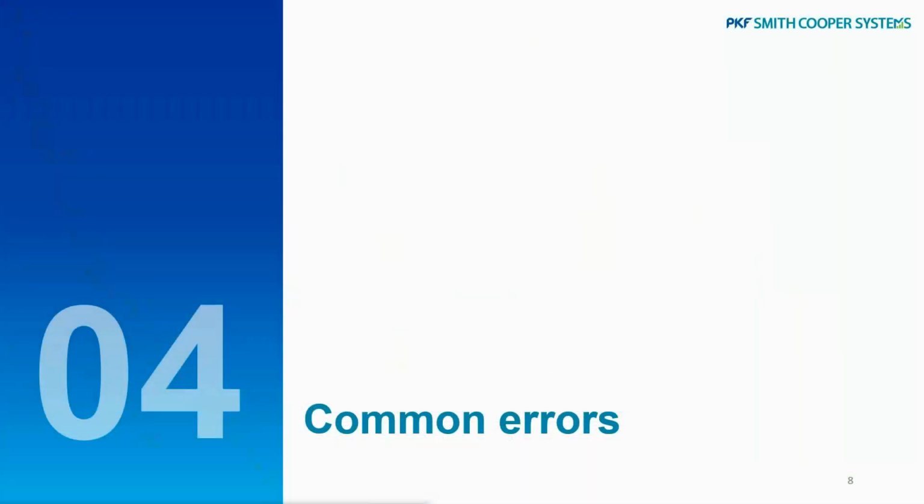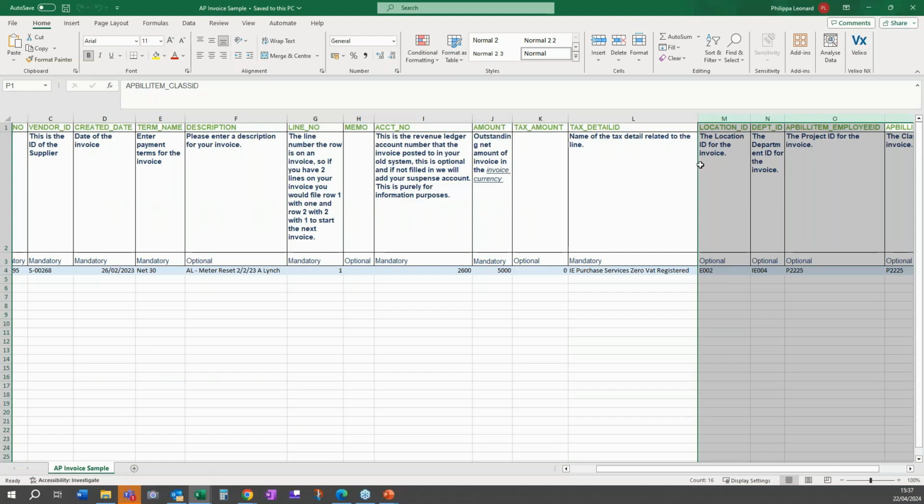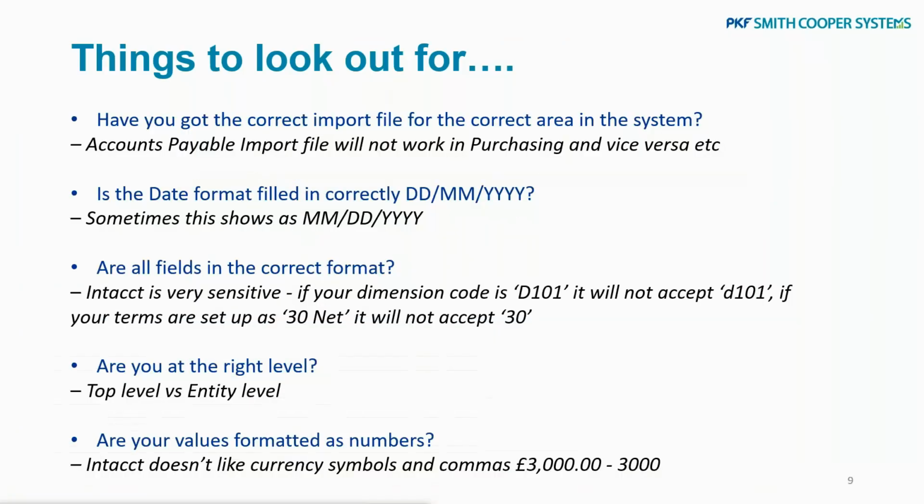So this is common import errors. We kind of get the same ones a lot, but there are loads of different import errors that you can get. These are just a few of the main ones, I think, to start you off. So have you got the correct import file for the correct area of the system? You might be putting a purchase invoice on, but you might be trying to import into purchasing rather than AP. These are different files.